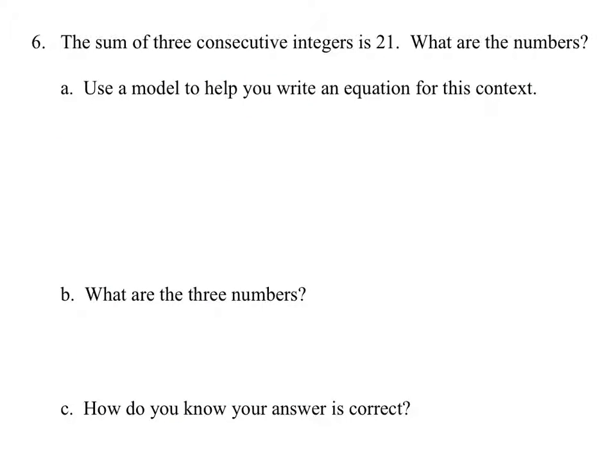The sum of three consecutive integers is 21. What are the numbers? That's a great question, Mr. Sal, but I don't know what consecutive means. Consecutive means that the numbers are all in a row. Numbers such as 1, 2, and 3. Or 4, 5, and 6. 3 consecutive integers. Sometimes they're bigger, like 7, 8, and 9.